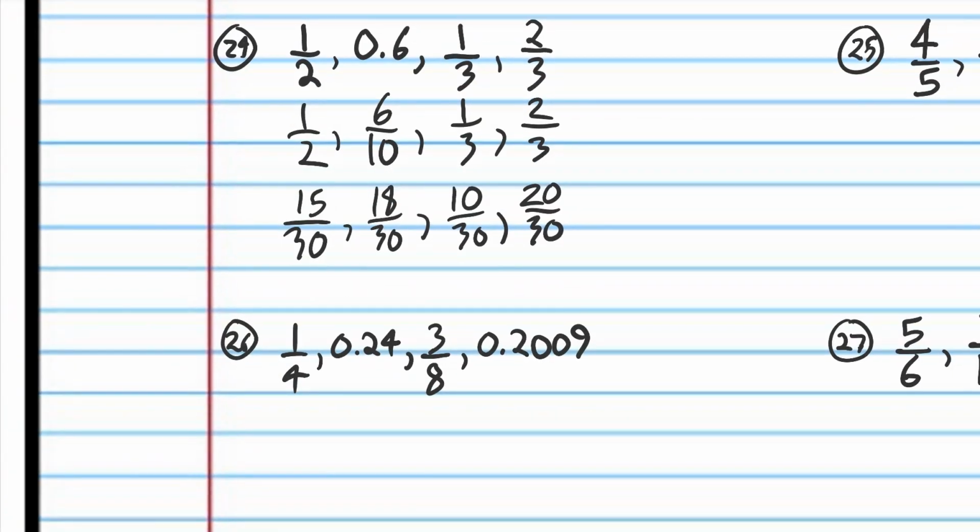So now we can see which fraction is the smallest. Obviously, it would be 10 over 30, which is 1/3. So I'm going to write 1/3. Notice I'm writing it in the original form.